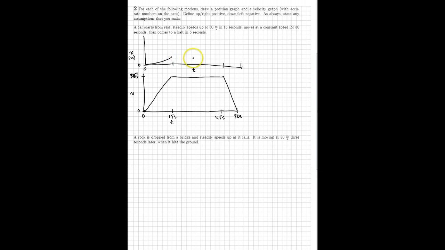Now I don't know how far it went in that interval unless I go to the velocity graph, and the displacement is the area between the velocity graph and the axis. So that first delta x would be this area, which is 1/2 times the height of that triangle, which is 30 meters per second, times the length of that triangle, which is 15 seconds. So that'll be 225 meters. So this should be at 225.